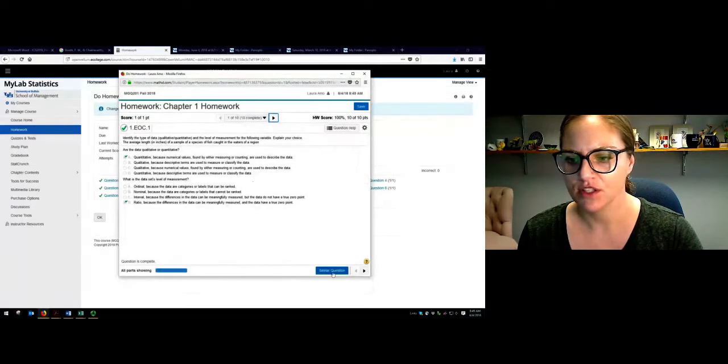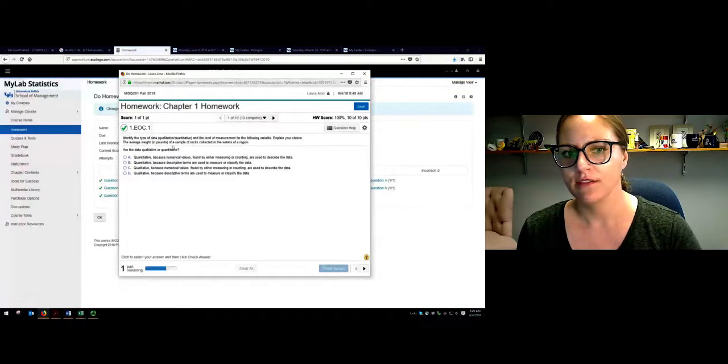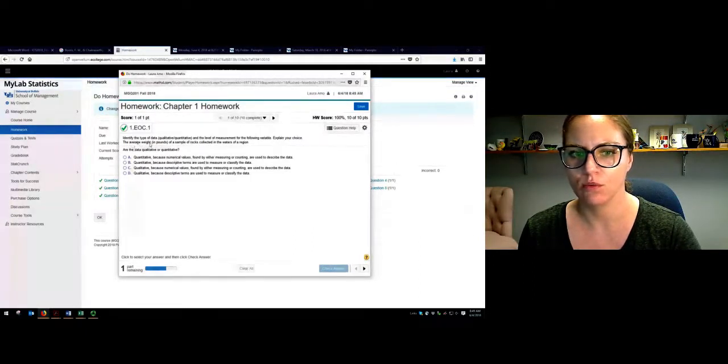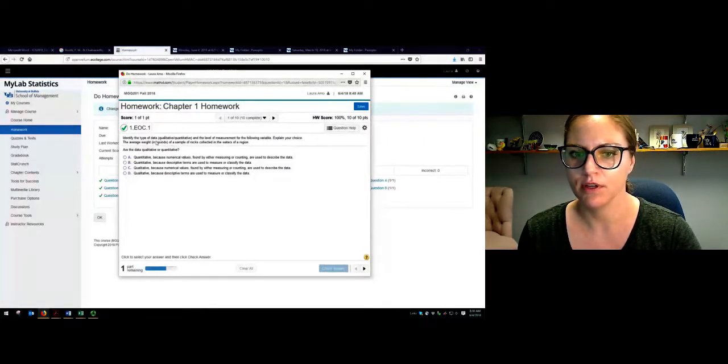And here I'm just going to go in and select similar question for each of these things because I've already gone through and done it. So we'll go through it fresh. So identifying the type of data, qualitative versus quantitative, and the average weight in pounds of a sample of rocks collected in the waters of a region. So here it's asking me for the average weight in pounds. So that's going to be quantitative, because it's those numerical values that are being used to describe the data. Just go ahead and select quantitative.